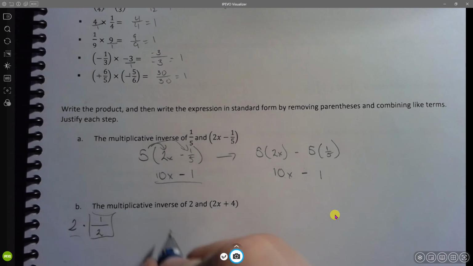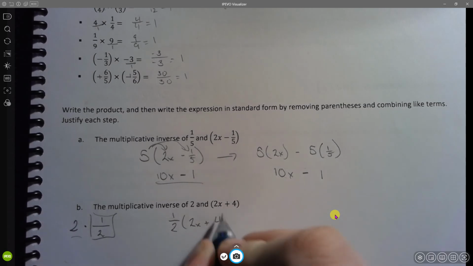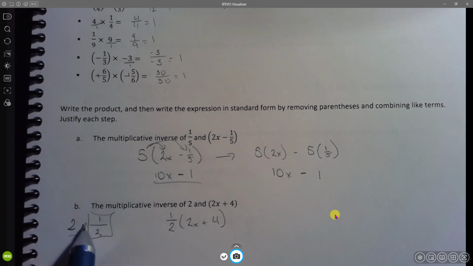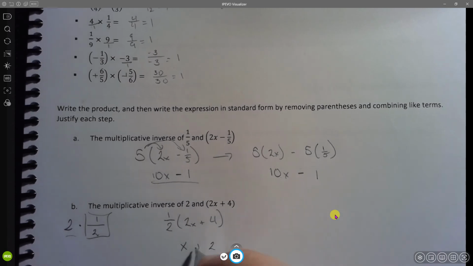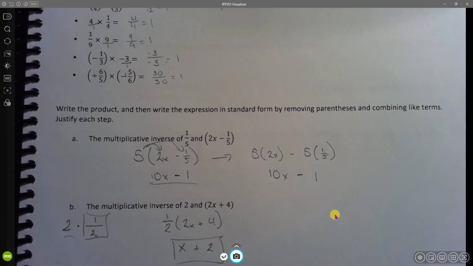So now I get 1/2 times 2x plus 4. All right, so look again, there's 1/2 times 2. Well, we already know 2 and 1/2 are multiplicative inverses. So 1/2 of 2x is just going to be 1x, or x. 1/2 of 4 is going to be 2, so this is x plus 2, and that's my answer. Okay, so that's the multiplicative inverses.